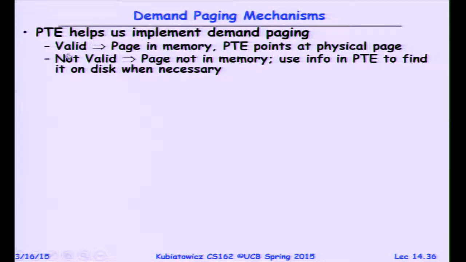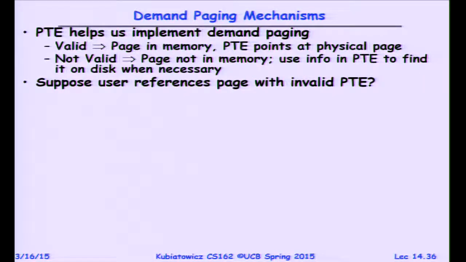So the page table entry helps us implement demand paging. Why? Because when things are valid, the page is in memory. When it's not valid, the page is not in memory. Let me say that again. When it's valid, the page is in memory. When it's not valid, it's not in memory. So that means if we ever hit a not valid page table entry, we get a page fault, we got a cache miss, we got to deal with it. Okay?